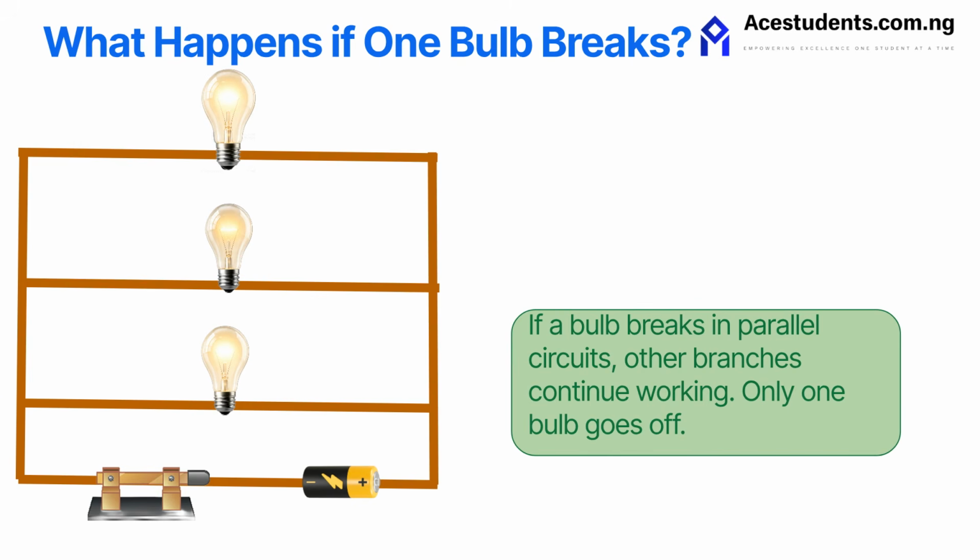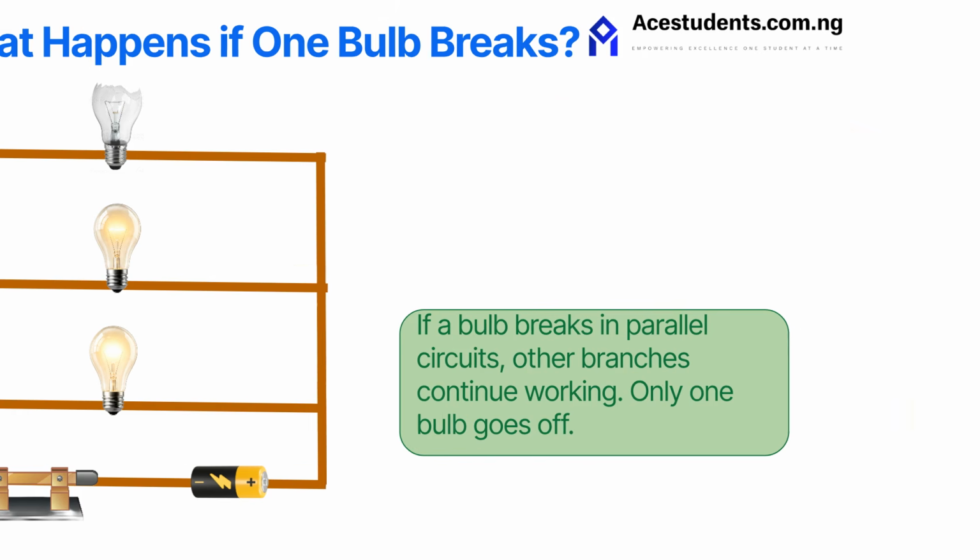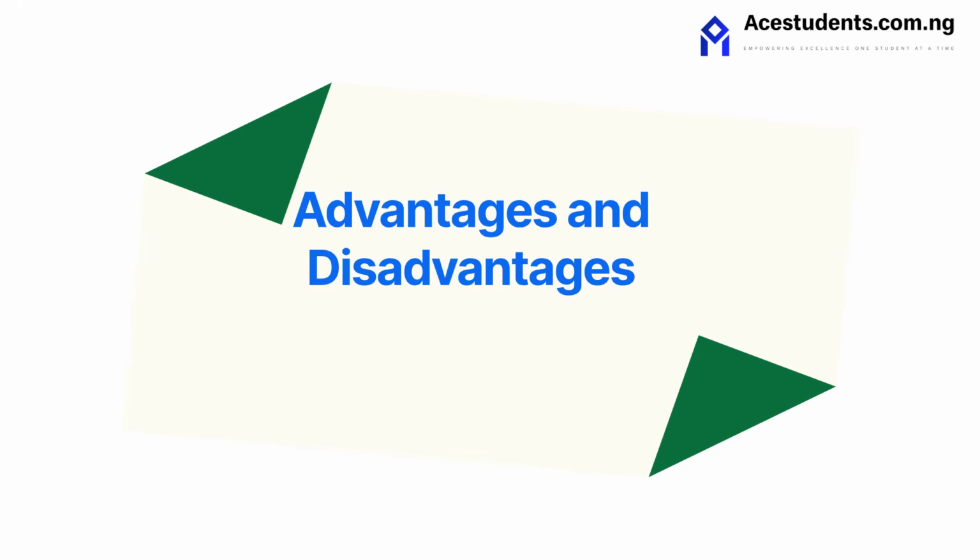What happens if one bulb breaks in a parallel circuit? Because the branches are independent, the others continue working. Only the broken bulb will go off. Now, let's summarize the advantages and disadvantages of each circuit type.